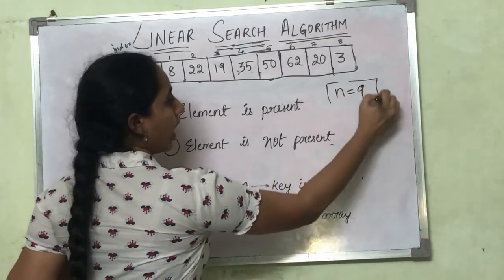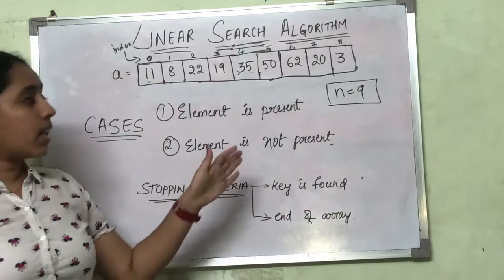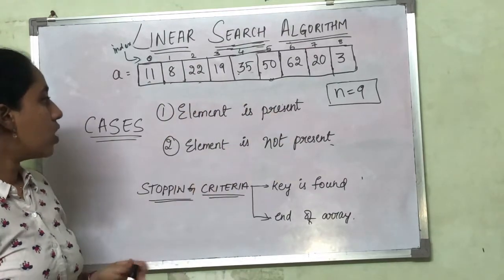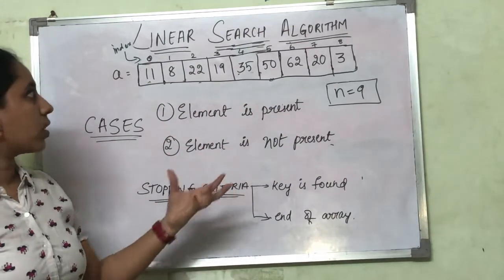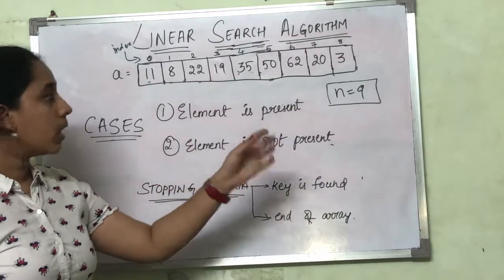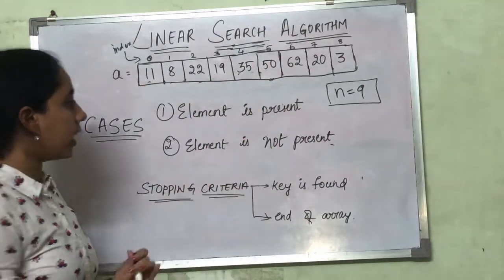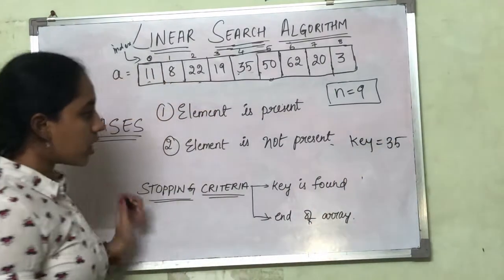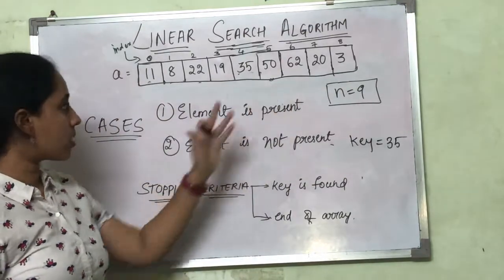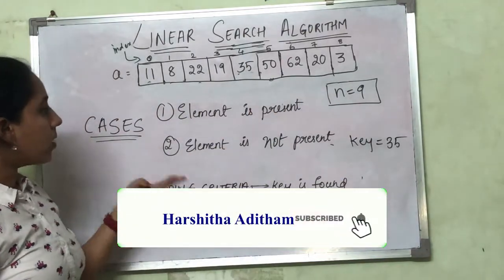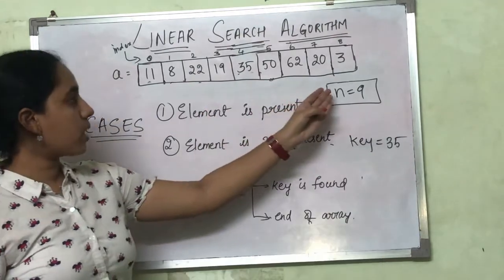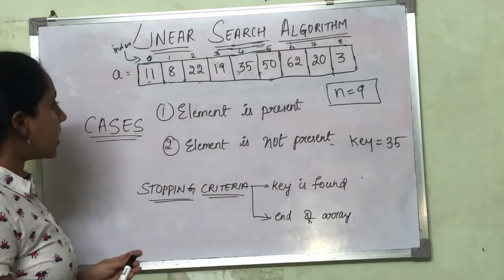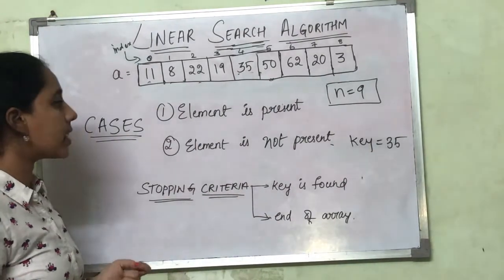So 0 to 8. In this, I'm going to explain the working principle of the linear search algorithm with this example. The basic problem statement for a searching algorithm is that we need to search for an element, a key or data. Suppose we are taking 35. We'll search whether 35 is present in this array or sequence. We can have two cases: either the key is present, or it is not present. First case: we can see that 35 is present here.